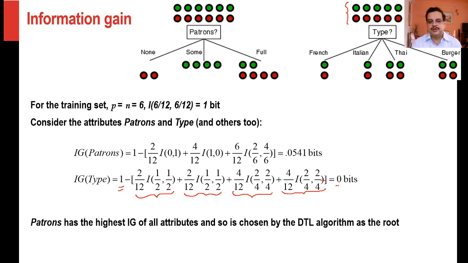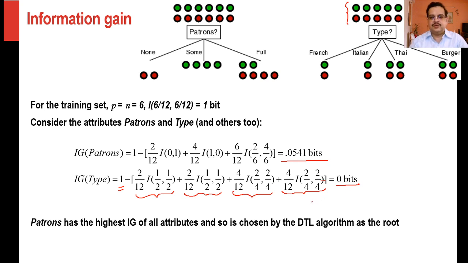So the entropy, the information gain is 0. So here the information gain is 0.0541, here the information gain is 0. So Patrons has the highest information gain of all the attributes, as it turns out for the data set that we saw.